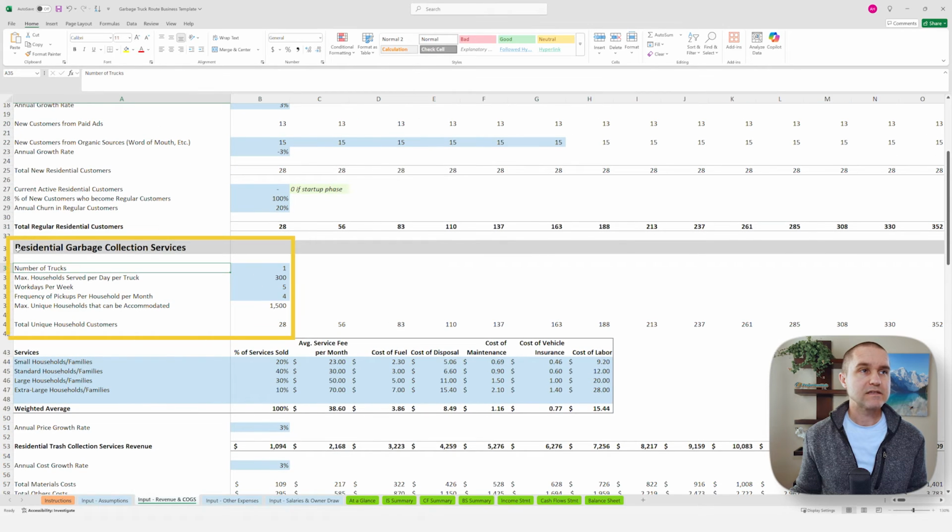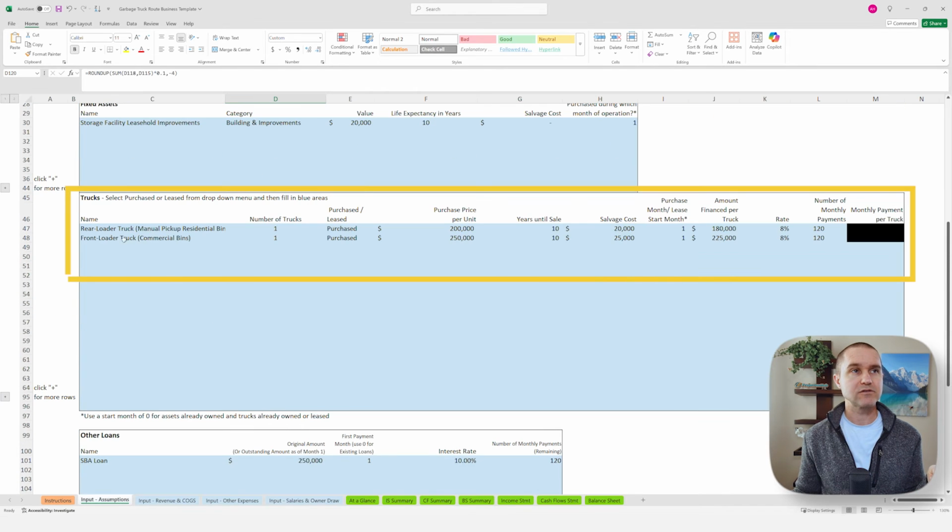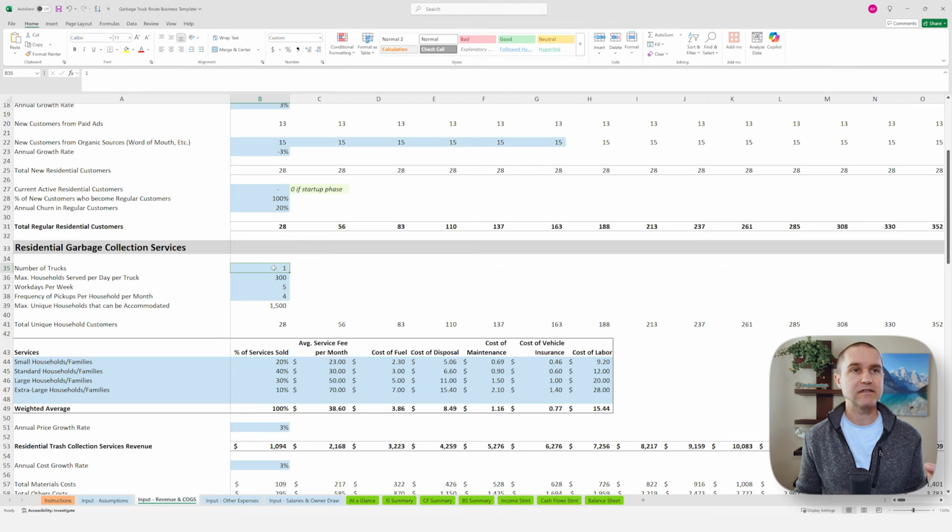Here's where we can put the number of trucks. So we bought 2 trucks, right? On the other tab, we've got these 2 trucks. And so what you are going to need to do is put in the number of trucks that are being used for residential. So we're going to assume one of those trucks is used for residential and one is for commercial, and we'll get to that in a moment.